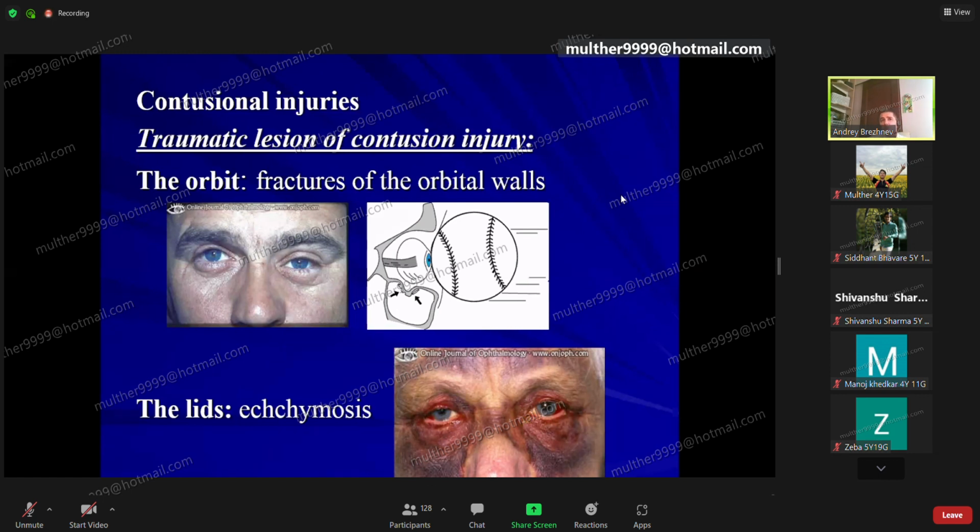Orbital emphysema may occur following ethmoidal sinus rupture, and even during X-ray examination, we can find bubbles of air in the orbital cavity.